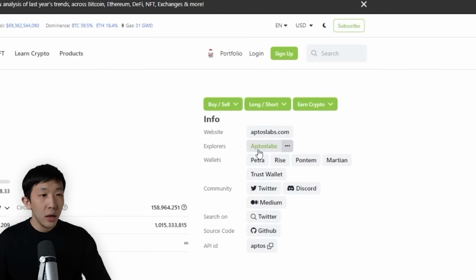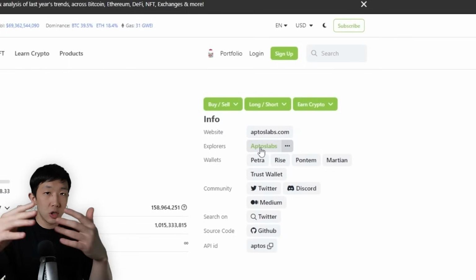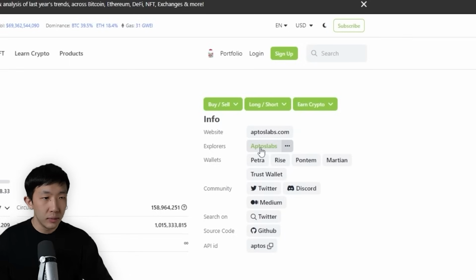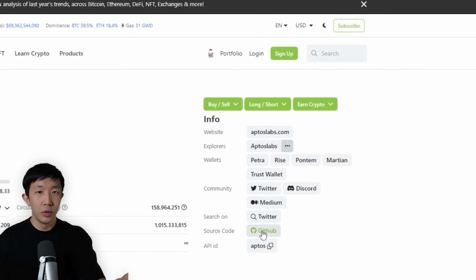For example, the website. You can see all the wallets that support this coin. You can check out the Explorer, which shows you all the transactions of this coin. The communities, the Twitter, Discord, Medium blogs, very useful to check out, all the information. And if you have questions, you can ask them there. And you can even find the source code on GitHub if you want to see the developer community and activity.